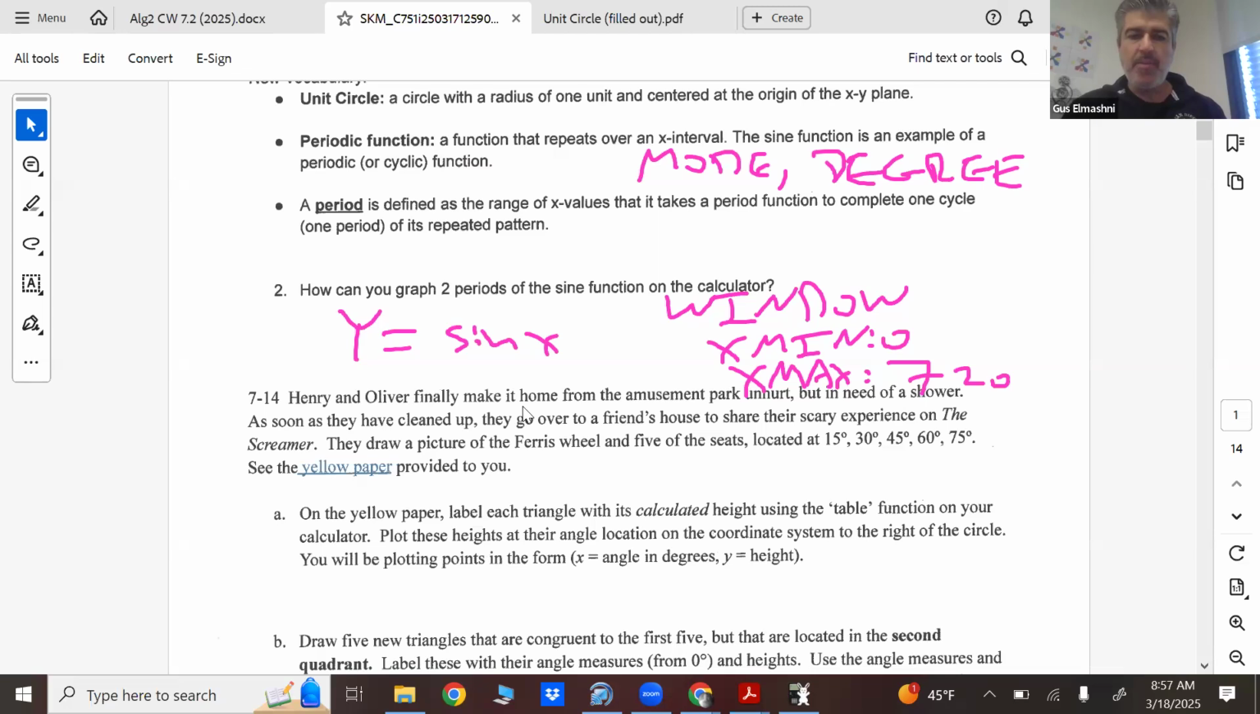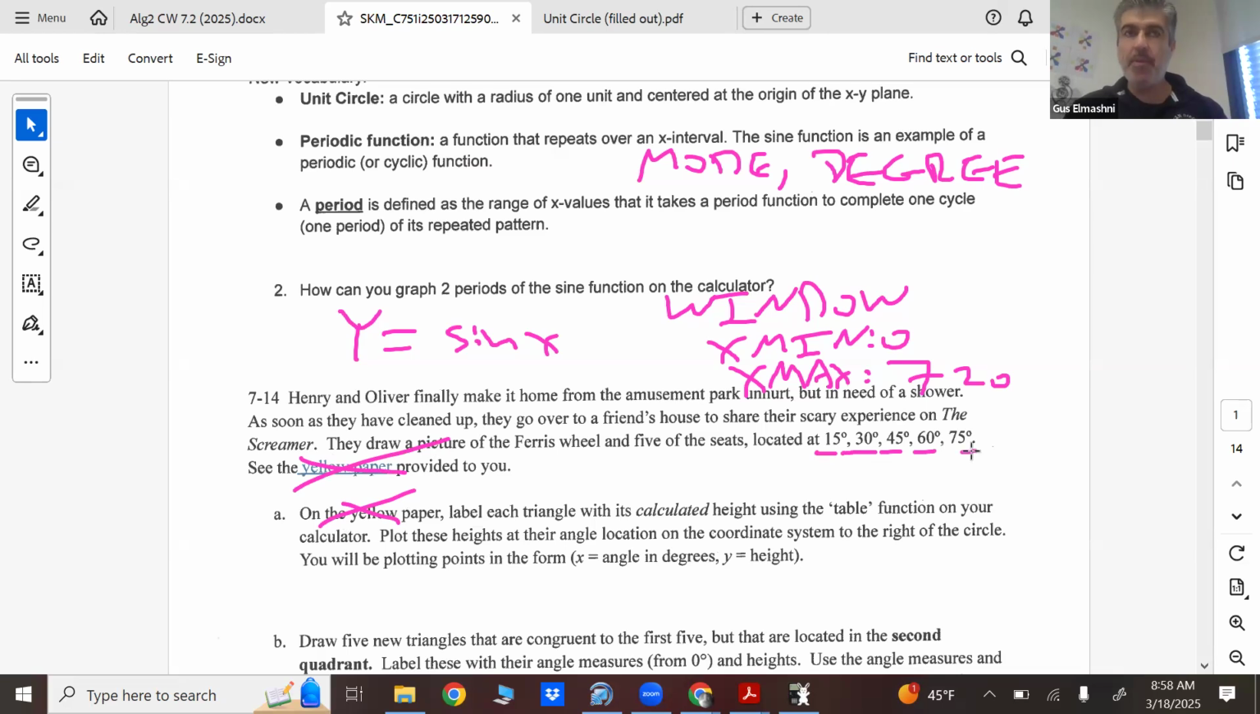Here it says Henry and Oliver make it home unhurt, but need a shower after they cleaned up. Okay, this story's dumb. Let's keep going. They draw a picture of the Ferris wheel and 5 of the seats. So they draw these 5 different positions. Don't worry about the yellow paper. I'm not going to do that. Let's not worry about that either. Let me just do a quick drawing for part B, just so you know what's happening.